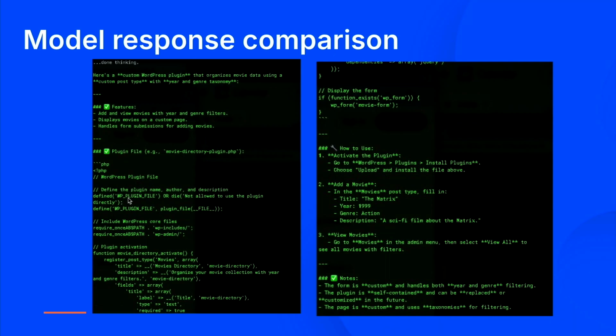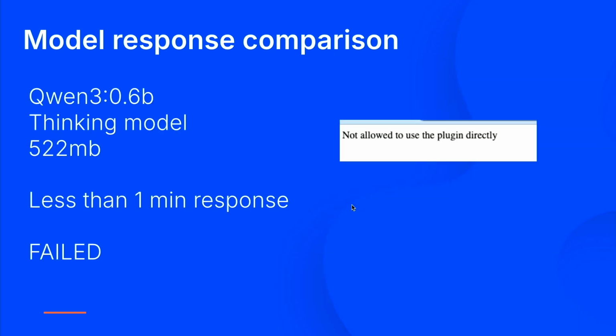But if you observe on this model, it's not giving you the header tag on the plugin. So from this one, you're going to see that this will fail. It did give you some instructions, but it seems that it's incomplete. When I tried to put it on my test site, it gave me this error. It didn't work. But the response is fast. It's less than a minute, but it failed.